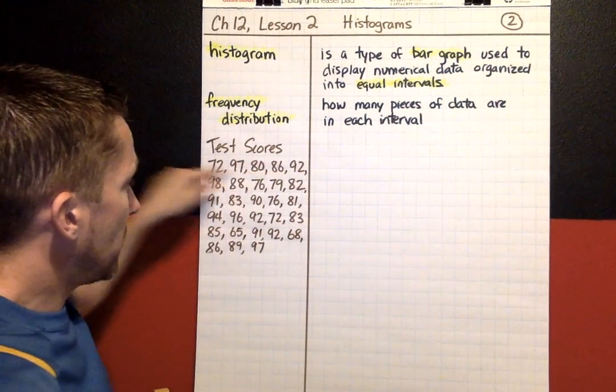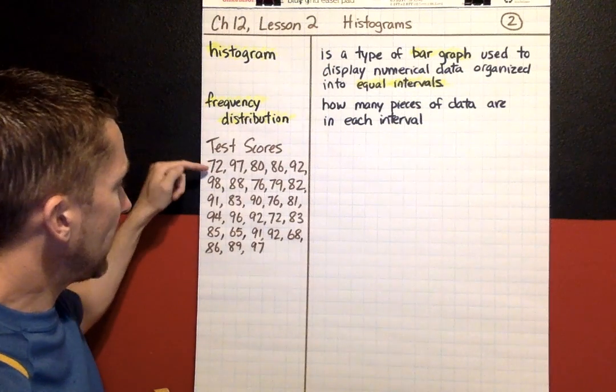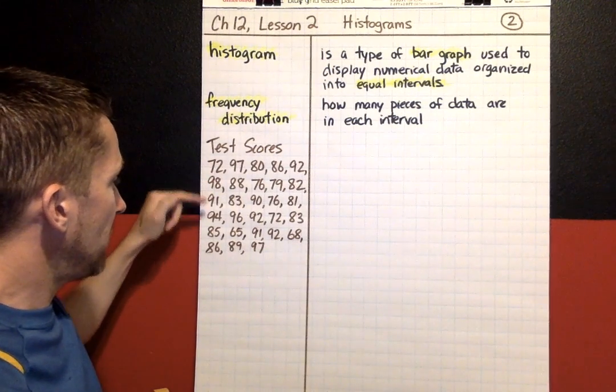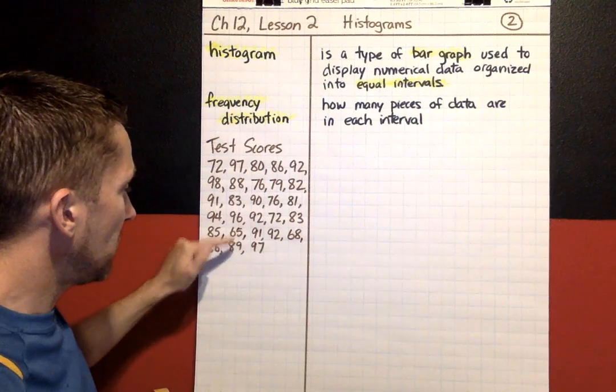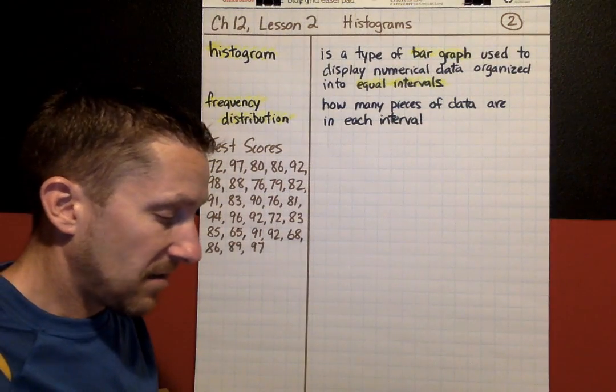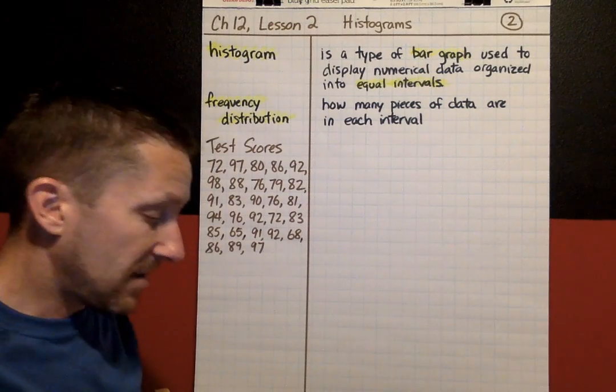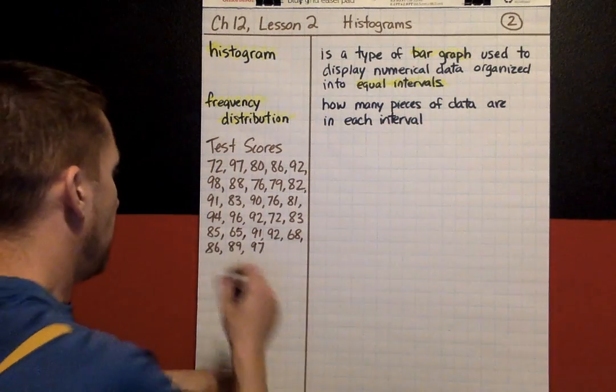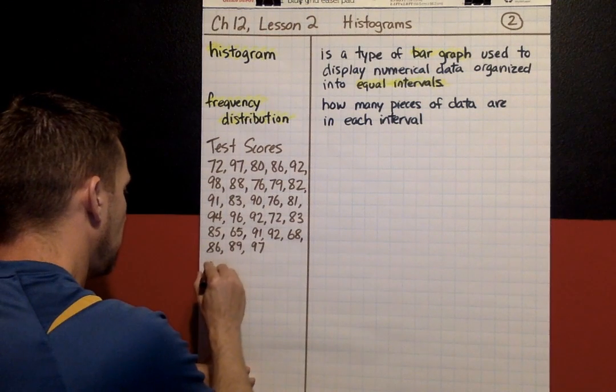So, whole bunch of data. 5 numbers in each row. So if I skip count 5, 10, 15, 20, 25, 26, 27, 28. I've got 28 test scores. So could be test scores for an entire class. 28 test scores. And from this data, this is what we're going to do.